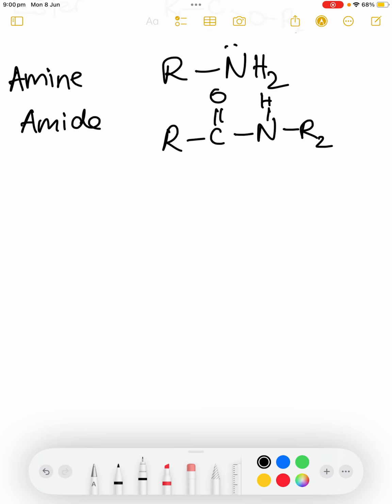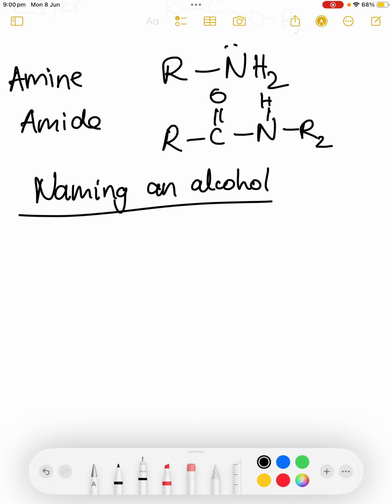All right. So looking at the following drawn out alcohol, I'll just call this naming an alcohol. I'm just going to draw it as the skeletal formula or the structural formula, and then I'll just expand that out as well. So we've got OH.